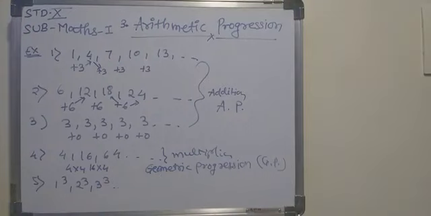This example is not an example of AP or GP, right? Because it's just the cube of a natural number. So you can call it a sequence, but not an AP or a GP. Clear? So this is just a sequence. Our lesson name is arithmetic progression, so we are going to study the arithmetic progression.